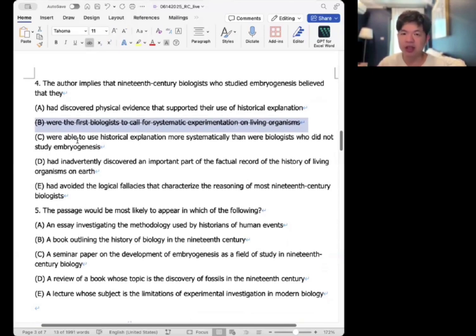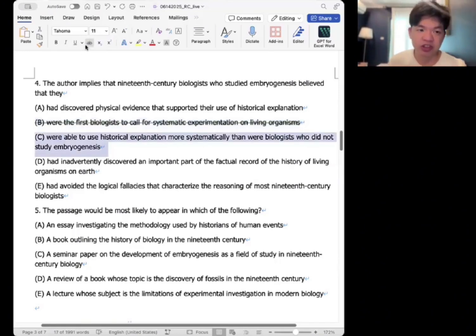They were more systematic than those scholars who did not study embryos. They made better use of it, were more capable of systematically applying historical explanations. First of all, as we just mentioned, this is simply an example we saw that we can use evidence to support an example or explanation. But it never praised anyone, saying you're amazing or better than others. We didn't make any comparisons between people, right? It never said who was better at using historical explanations, so option C is eliminated.